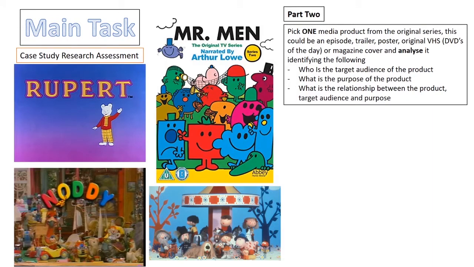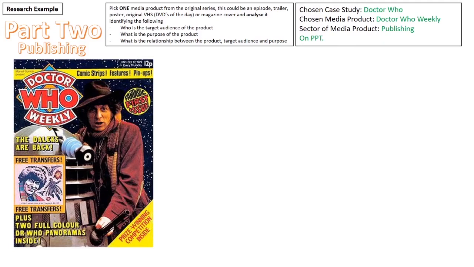So as part 2, this is when you look at a media product from the original series. So if it's Rupert the Bear, Noddy, the Magic Roundabout, and the Mr. Men, you want to maybe go back to the Mr. Men original cartoons. But the idea is that you want to pick one of the 3 sectors. So in my aspect, I've picked Doctor Who Weekly. I've documented at the top that my chosen case study is Doctor Who. Chosen media product is Doctor Who Weekly.